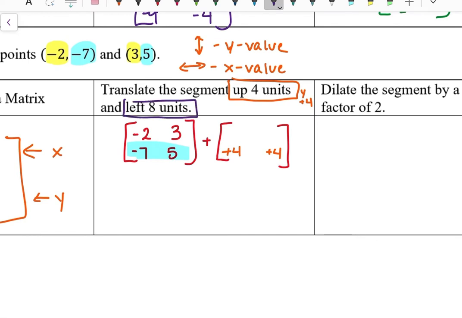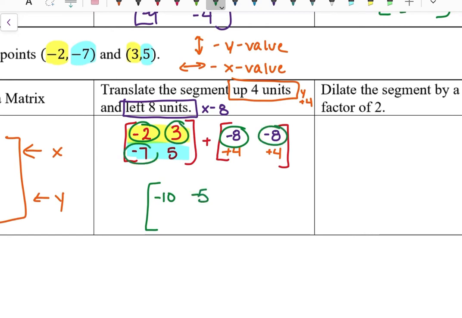Next, I want to go left 8 units. That's affecting x, because left and right is x values. And I want to go left on the x, which is getting more negative on the x. So I want to subtract 8 from each x. So I'm going to put -8 on top, -8 on top, because the x's are on top. Then I just simplify by adding each corresponding term. So -2 plus -8 is -10. 3 plus -8, that's -5. Then I've got -7 plus 4, that'll be -3. And then 5 plus 4, that's 9.